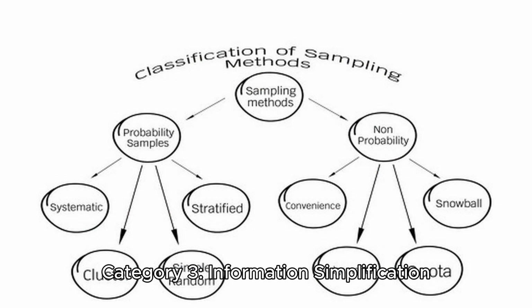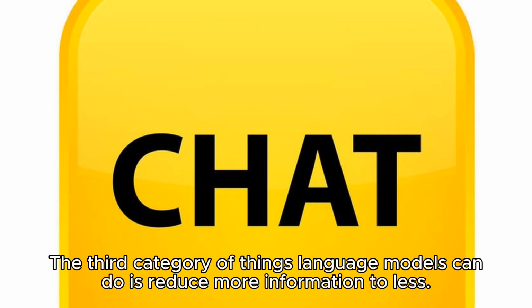Category 3. Information simplification. The third category of things language models can do is reduce more information to less.